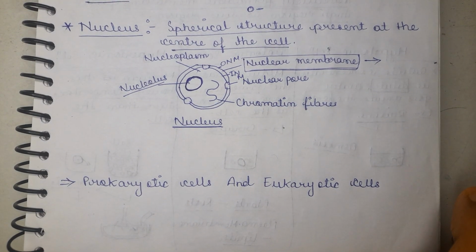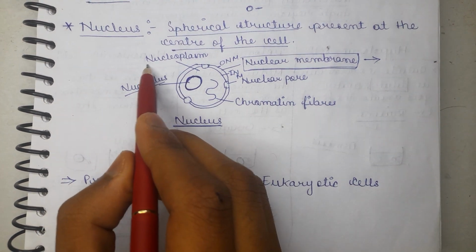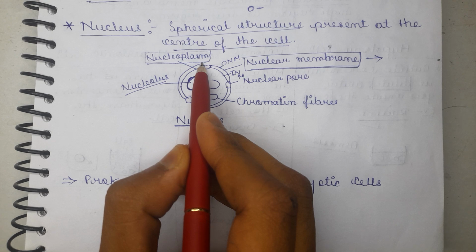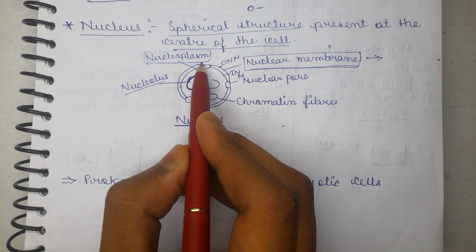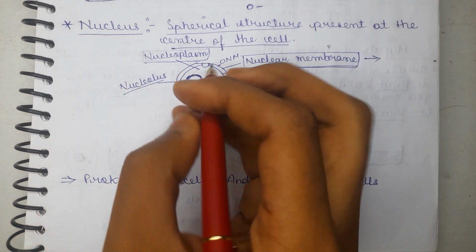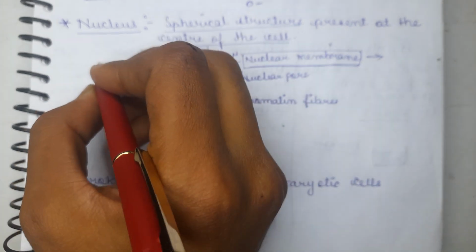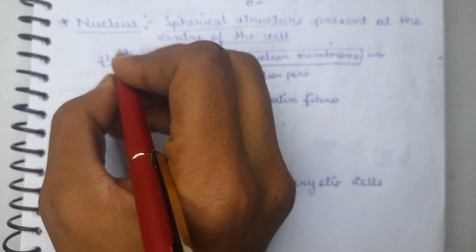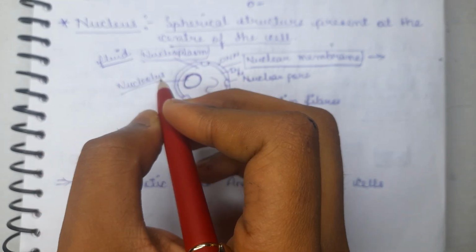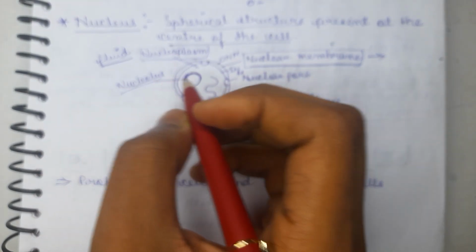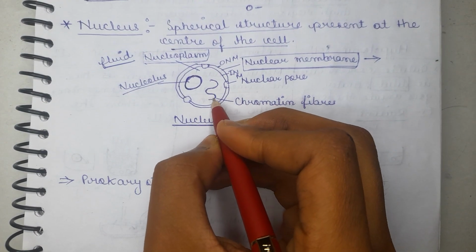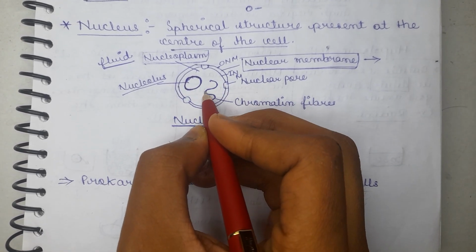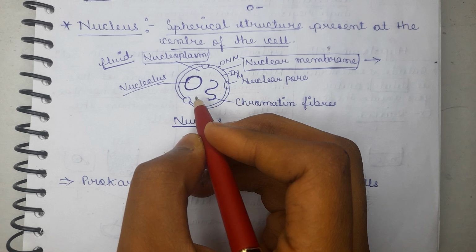Now the third part, the nucleoplasm. What does this part mean? Nucleoplasm is a semi-fluid substance, a fluid-like structure present inside the nucleus, that helps the cell to hold the nucleus and the suspended chromatin fibers. It also supports the nucleolus and the chromatin fibers inside the nucleus.